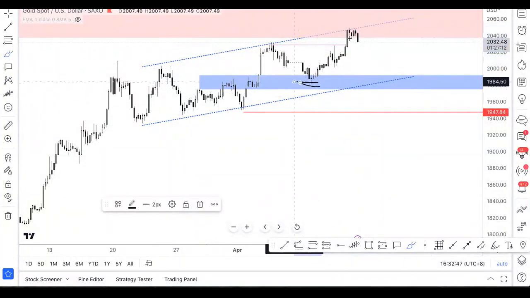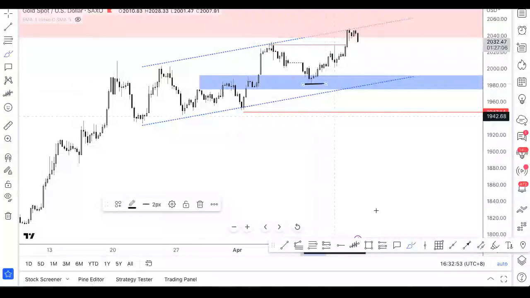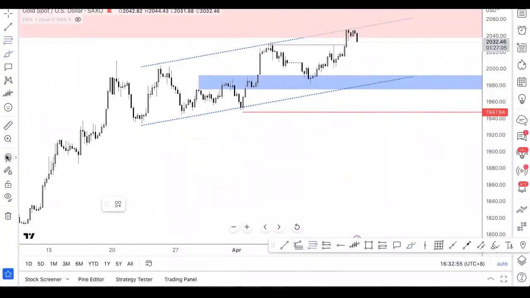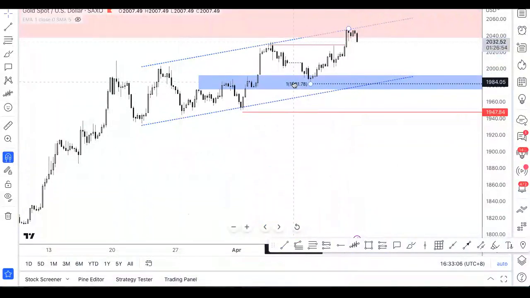So this is the lowest point, and this is the highest point. Which kind of makes it pointless if we're trying to draw the retracement level, because this is just 100%. So if we draw this, you can see that this basically stands at 100%, because it's the lowest point. So yeah, no retracement level there.